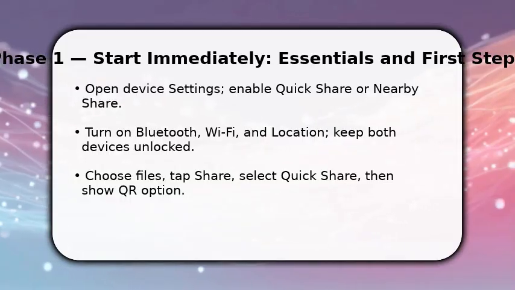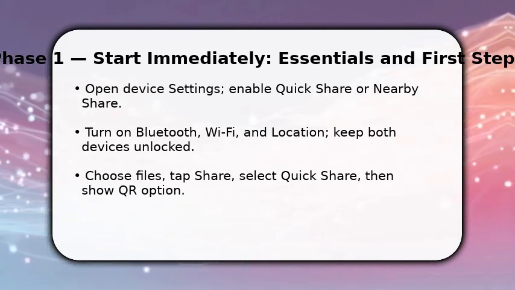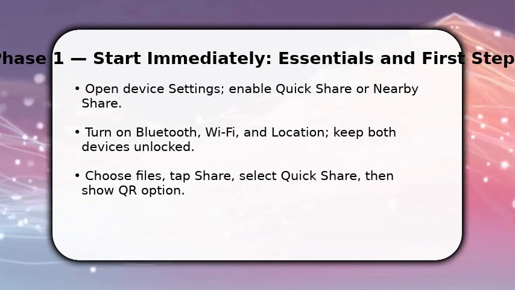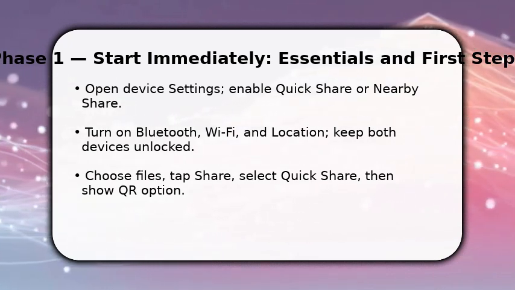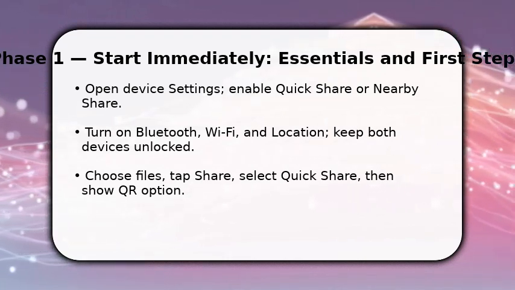You begin by opening Quick Share on your phone, and you enable Bluetooth and Wi-Fi so the link can form fast. Once you've selected the photo or file, tap Share and pick Quick Share. Make sure location is allowed if prompted. Then choose the QR code option to generate a scannable image.